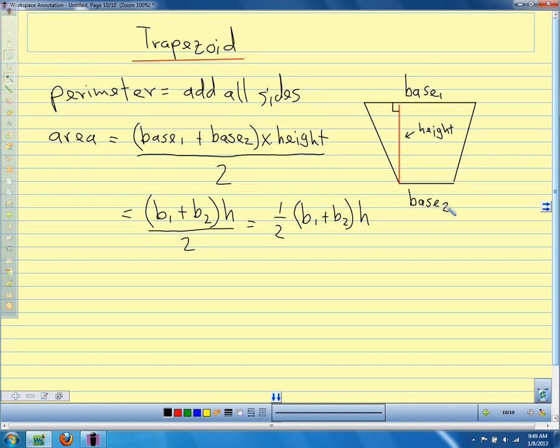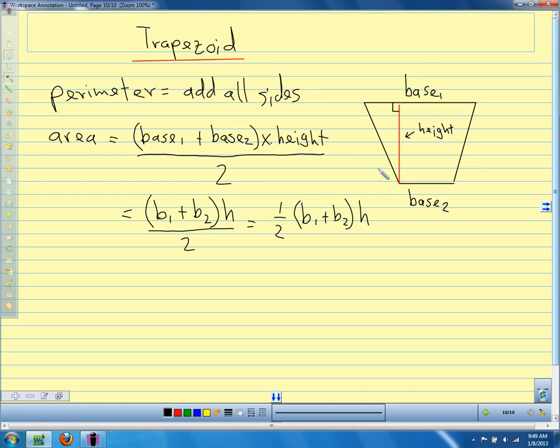That was how we found the mid-segment. So we can also think of this as the length of the mid-segment times the height. So just a little side note. Same idea: perimeter, we add up all the sides. The area, add the two bases, multiply by the height, divide by 2.